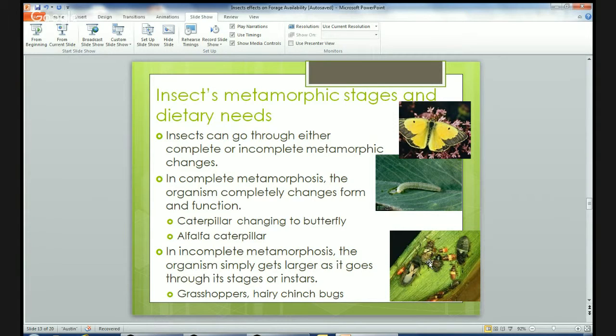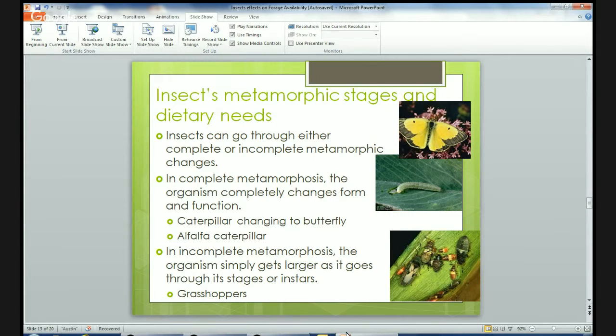But you know what doesn't go through complete metamorphosis? Actually, check this out. We're going to change that. You never saw that. I need to look that up again. But grasshoppers do go through incomplete metamorphosis. They look like a little teeny grasshopper. And as they go through their instars, they become larger and larger, but they still look like a grasshopper. I'll look that other one up. Maybe we can even look it up at the end.